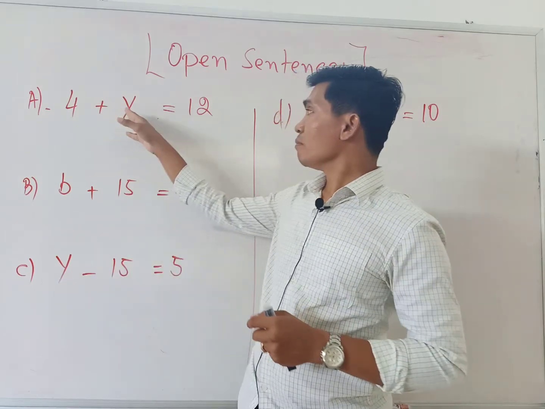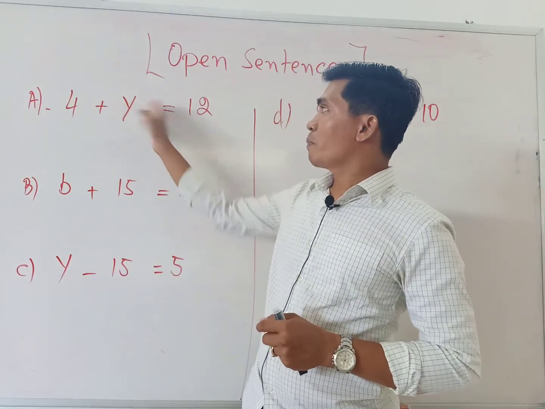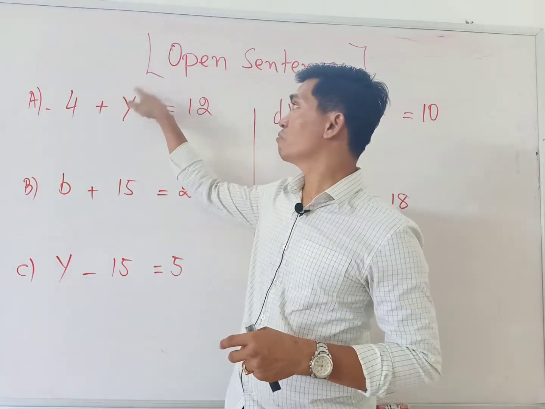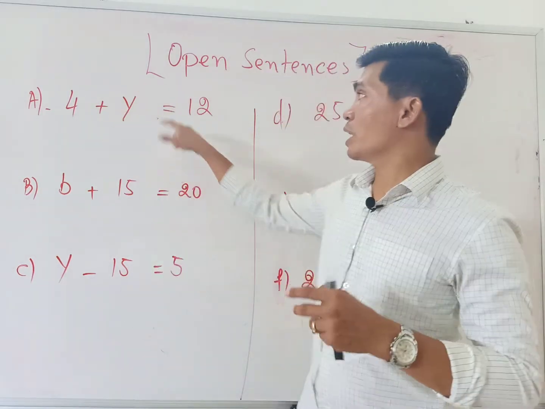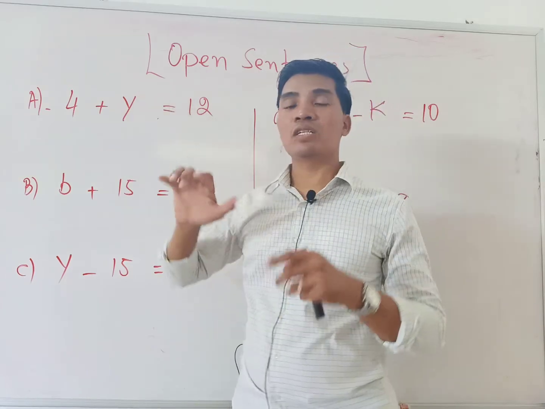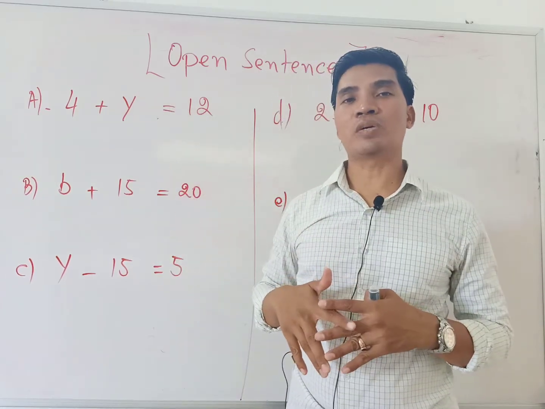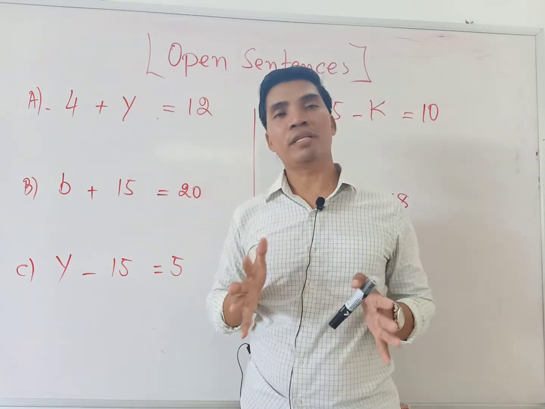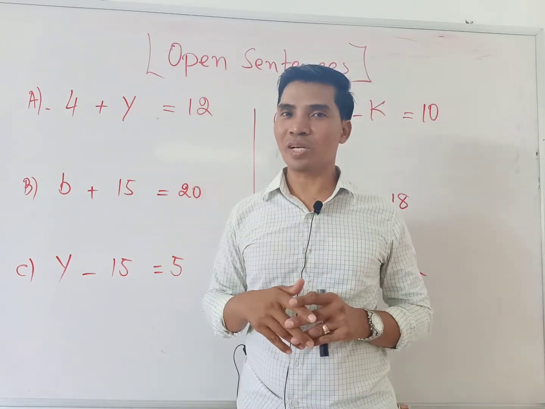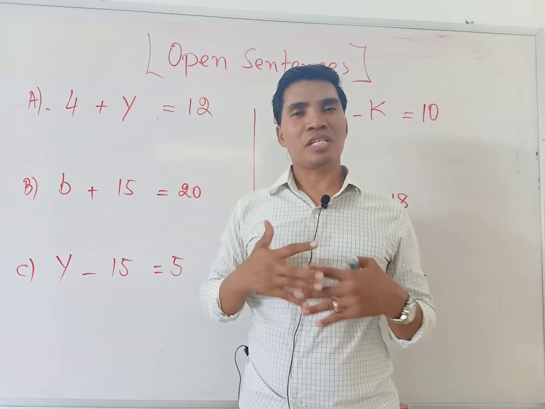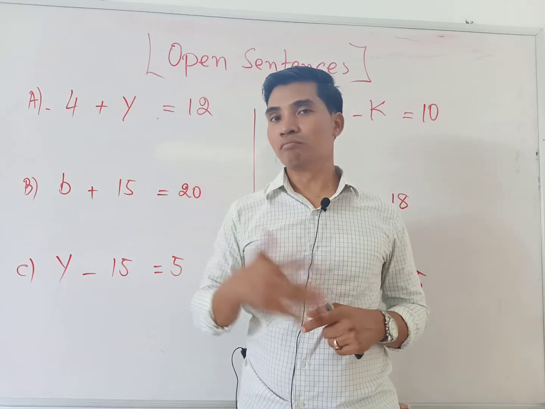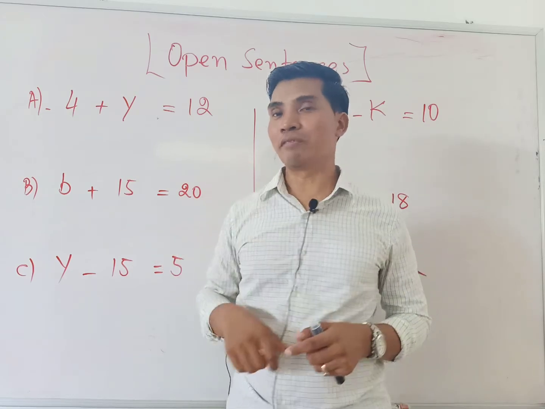So all the parts with a letter are the missing numbers. And the question, what are we doing? We are working out to find the value of the number. And this kind of exercise, we call it an open sentence. So the question is, how can we work out an open sentence? Please stay tuned, everyone.